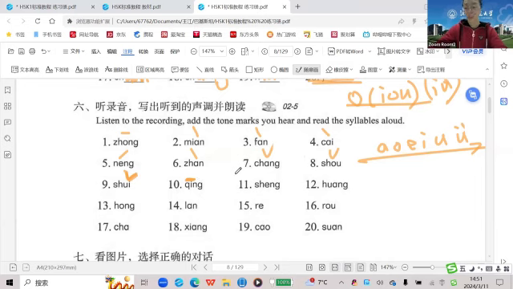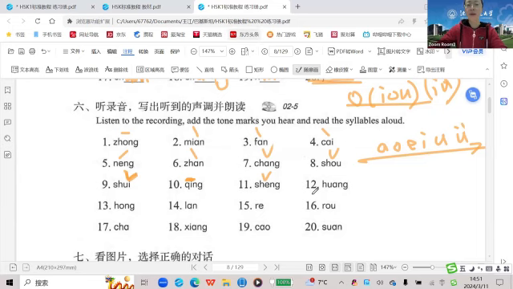省. Yes, the third tone. Yes, and we should mark the tone above the alphabet. Okay, number 12.